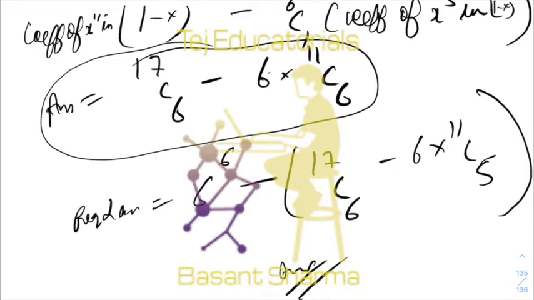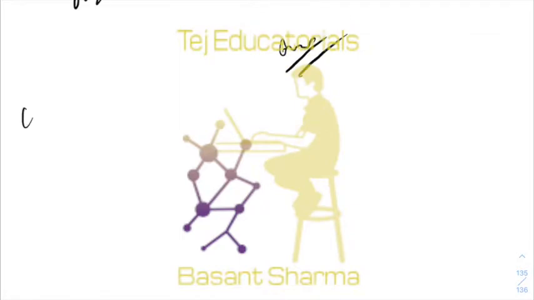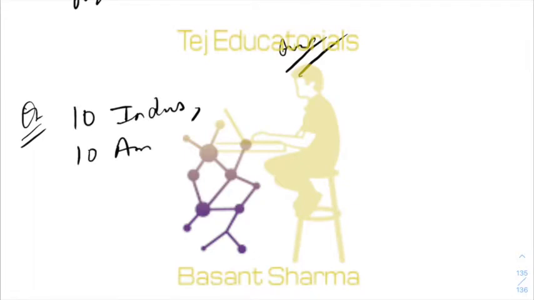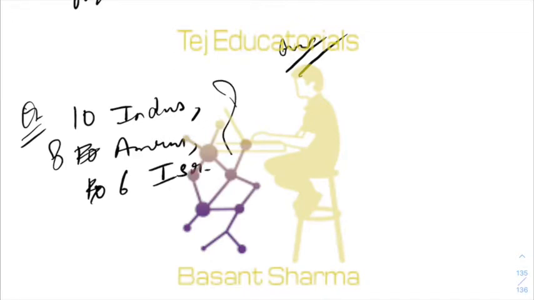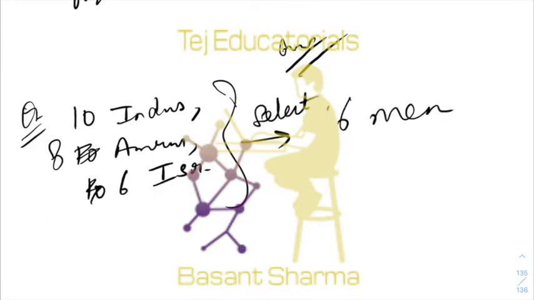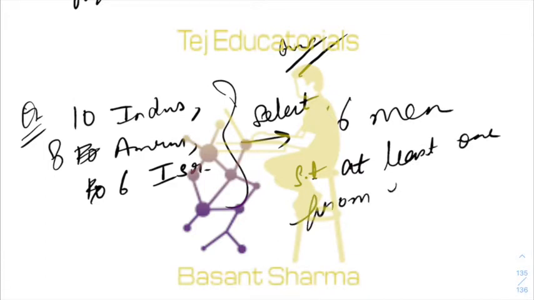So the next question is, suppose you have 10 Indians, 8 Americans, and 6 Israelis, and suppose I ask you to select 6 men out of these available, such that at least one from each nationality is selected.